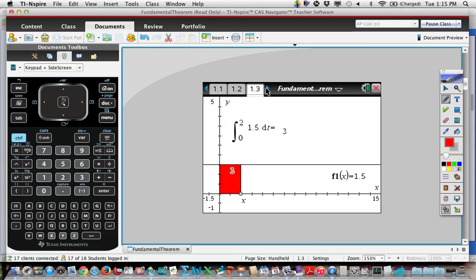What's it called? Introduction to Fundamental Theorem. Oh, is it just Fundamental Theorem? Okay, it's just Fundamental Theorem. I guess. Yeah, it is just Fundamental Theorem.